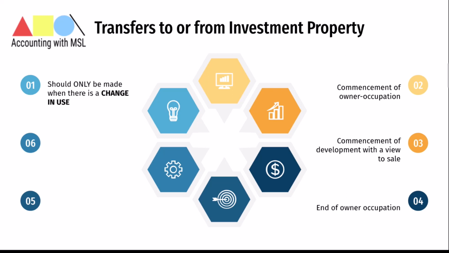The next is the end of owner occupation. This will be treated as a transfer from owner-occupied property under IAS 16 to investment property under IAS 40. The next is the commencement of an operating lease to another party. This will be accounted for under IFRS 16 on leases. Then the final one is the end of construction or development. And this will be treated as a transfer from property in the course of construction or development, that is assets under construction, to investment property under IAS 40.